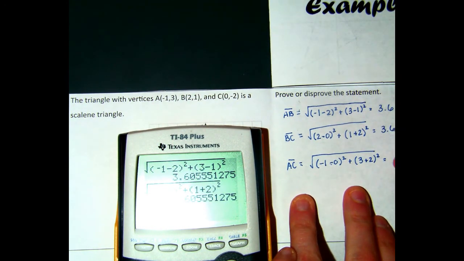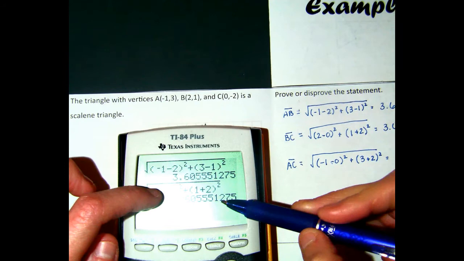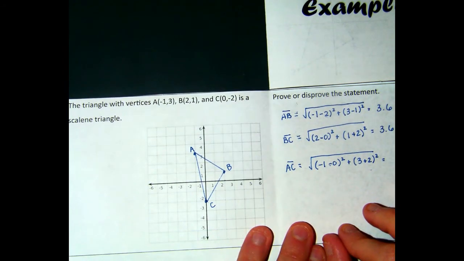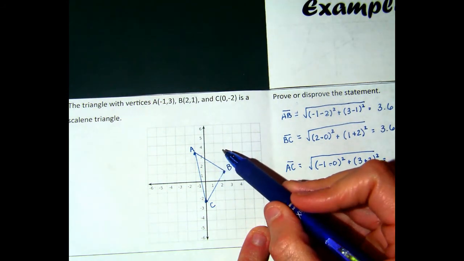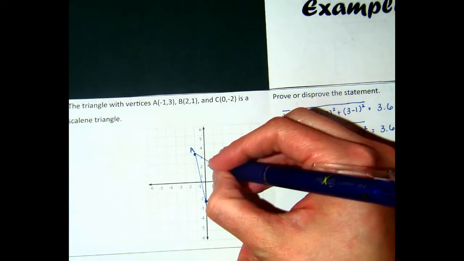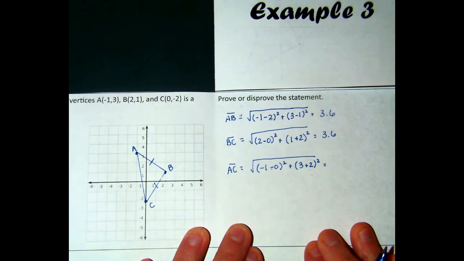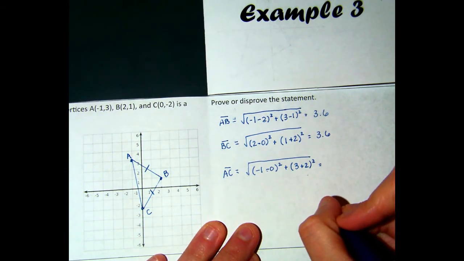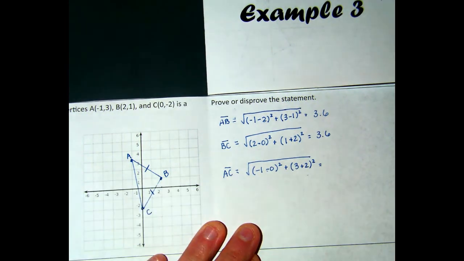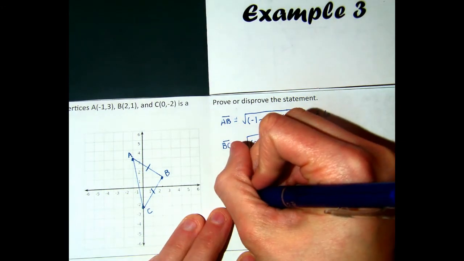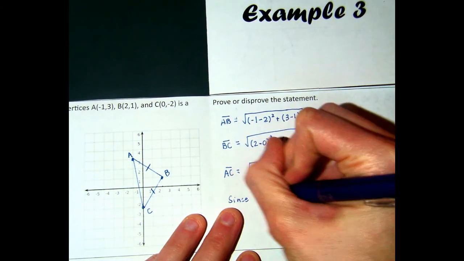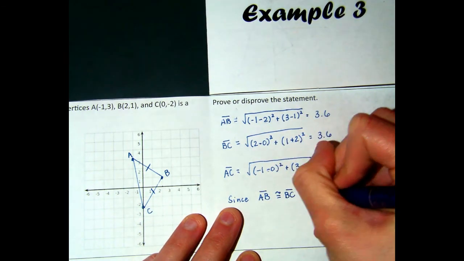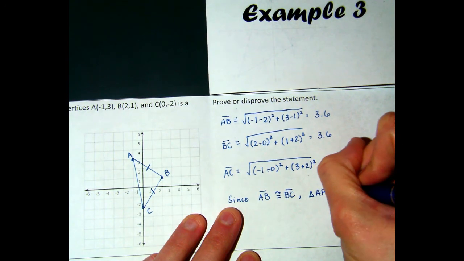Oh, right here. These two are actually congruent, so I can stop. I don't have to find AC. So I'm actually disproving, not proving. Remember, in geometry, things might look like they are something, like scalene, but that does not mean they are until you actually prove it. Since AB is congruent to BC, triangle ABC is not scalene.